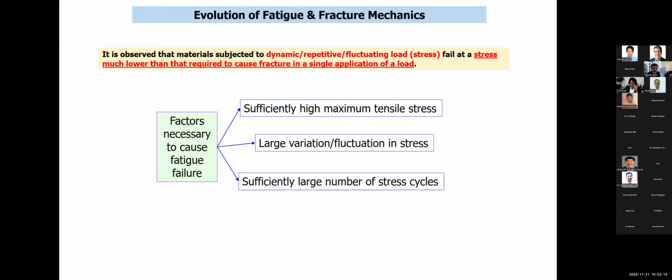If you take it very simply, the factors necessary to cause fatigue failure are a sufficiently high maximum tensile stress, a large variation or fluctuation in stresses, and a sufficiently large number of stress cycles. We are talking about metal fatigue. So if these three things are present, we may expect a fatigue failure to happen. And I caution you again, I am referring to metal fatigue in the beginning here.